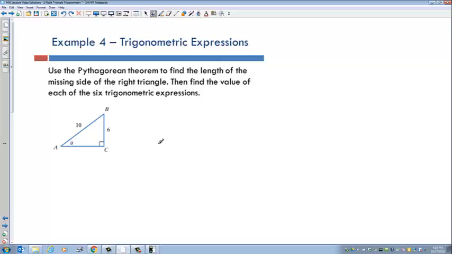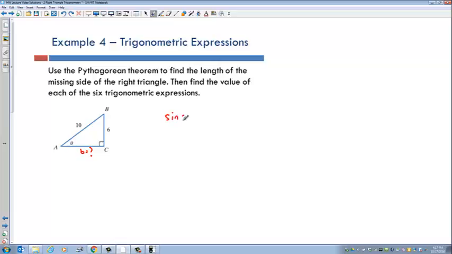Let's use what we just did to do something. Example 4 says, use the Pythagorean theorem to find the length of the missing side of the right triangle. So you see you have 10 and 6, and you have a missing side here. We call it B. So we want to find what B is equal to. And then find the values of each of the 6 trigonometric expressions.